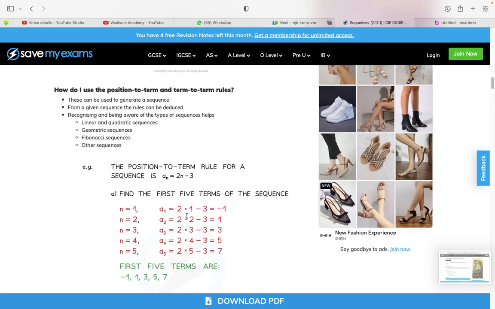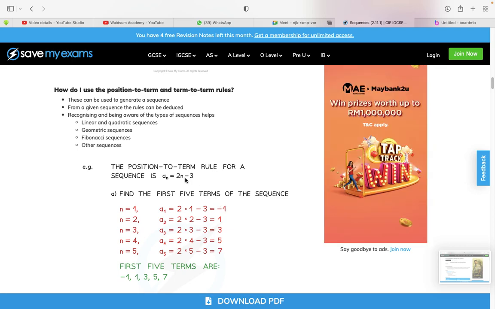Now, let's take a look at a given sequence. This sequence was not given, but the formula was given. This is the position to term rule. For position 1, n will be 1. So what will be the term? A1 will be 2 times 1, which is 2. Then 2 minus 3 will give you negative 1. So the first term will be negative 1.